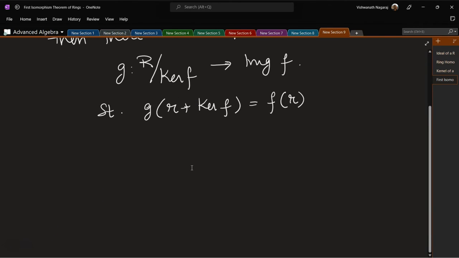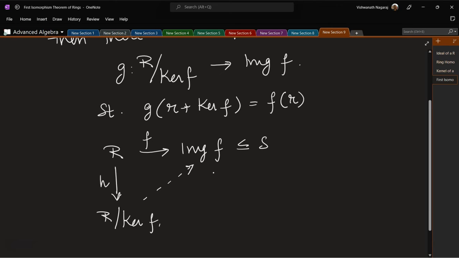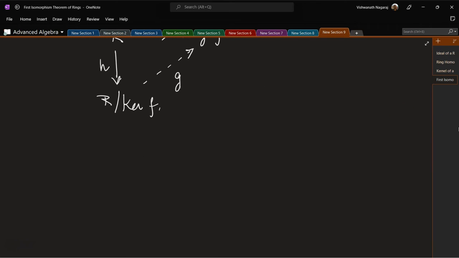So what this basically means is that we have a ring R where f maps it to the image of f, which is a subset of S, and we have a mapping, say H, from R to R by kernel of f. Then the theorem says that there is an isomorphism G from R mod kernel of f to image of f. Okay, so let's prove this.